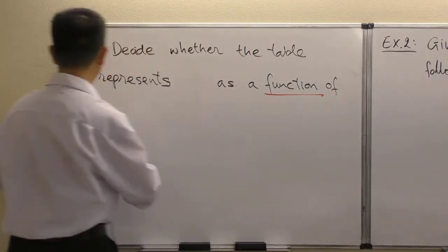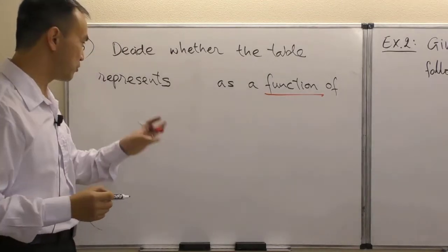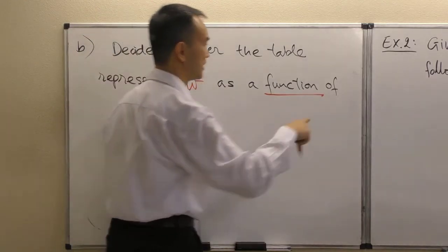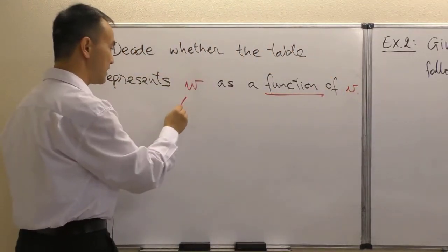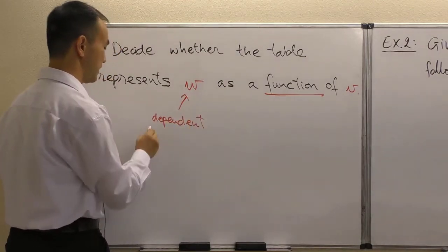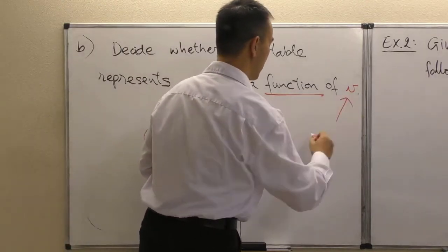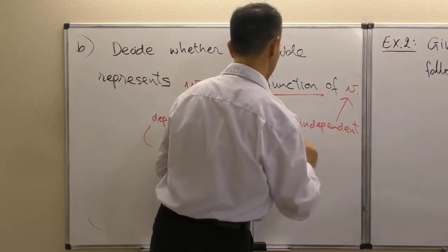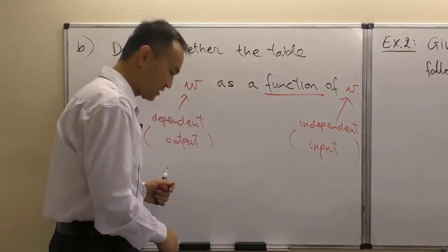All right, so now part B of the example. Same table. I want to decide whether the table represents W as a function of V. Just like that, we want W here to be the dependent one, and this is the output, of course. And we want V playing the role of the independent variable, and this is the input.